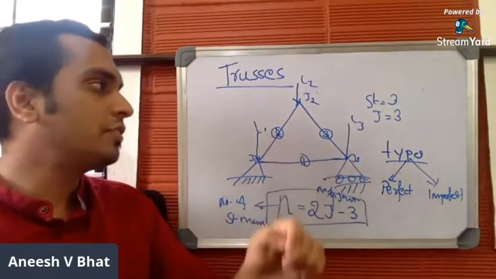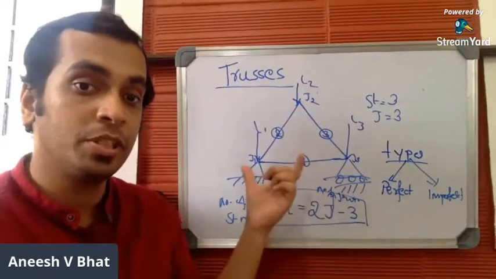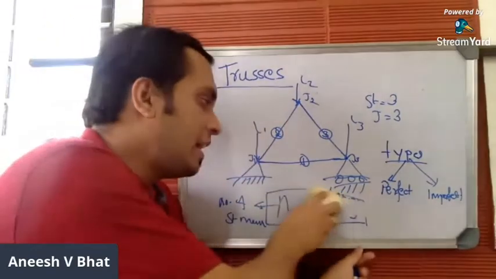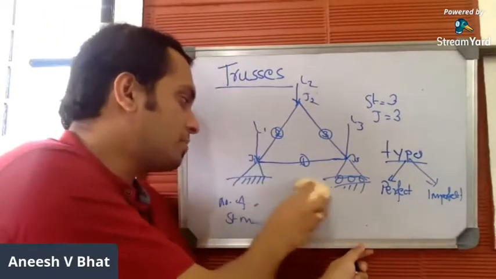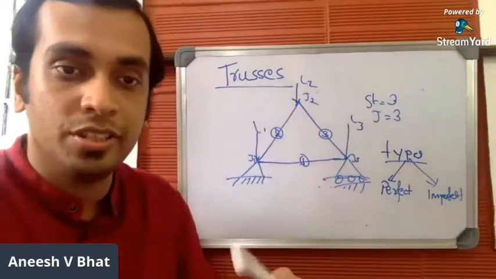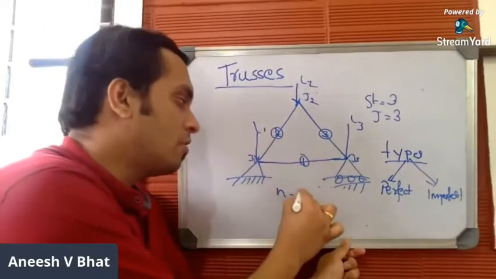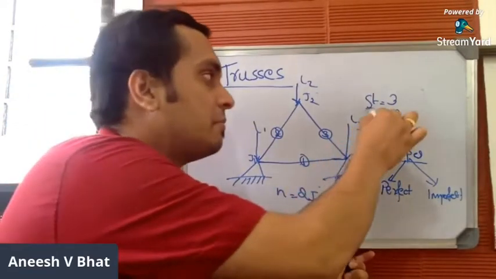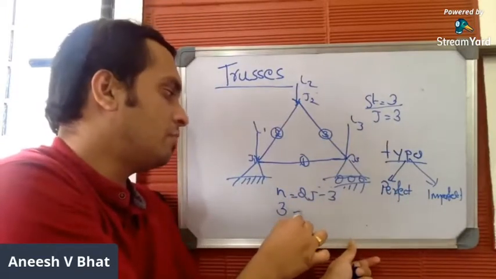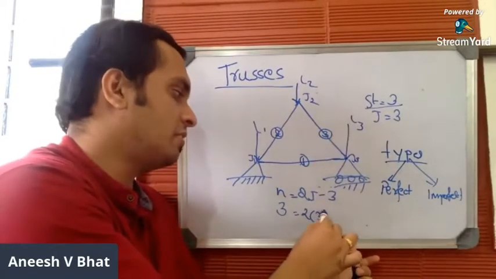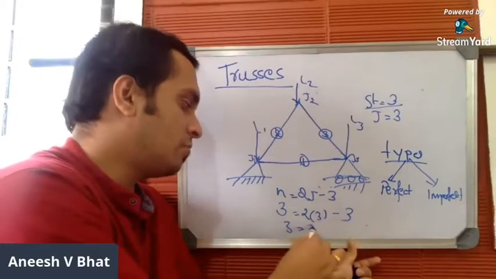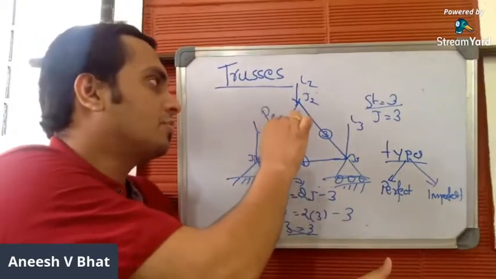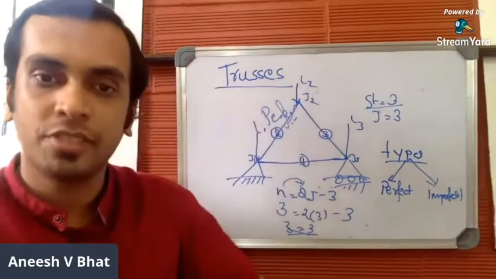So let us check the perfectness of this particular example by applying this equation, n is equal to 2j minus 3, where n is the number of straight members and j is the number of joints. The number of straight members is 3 here. 3 is equal to 2 into the number of joints, which is also 3, minus 3. So 3 is equal to 3. So n is equal to 2j minus 3 in this case. So this is a perfect truss.